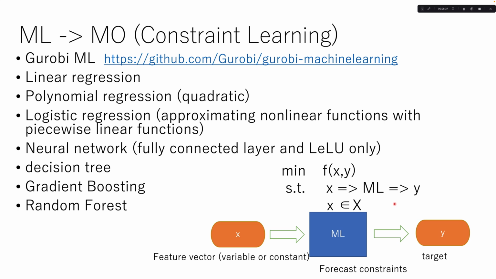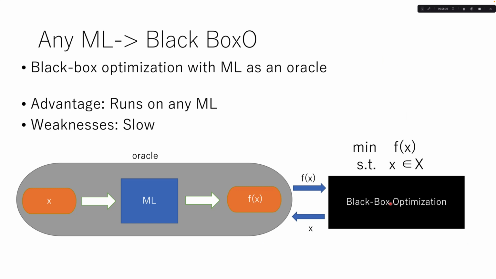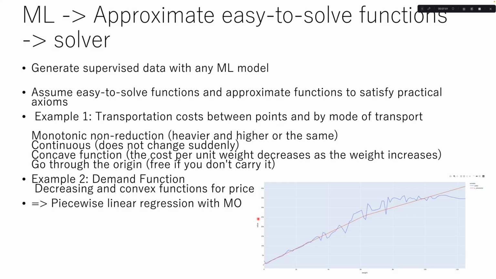If you want to use a complex ML model, the recommended approach is to treat ML as a black box for optimization. This involves treating ML as an oracle for black box optimization, which works with any ML model, but it takes a long time for optimization. Therefore, this approach is limited to relatively small and simple optimization problems. So, how can complex ML models be incorporated into large-scale mathematical optimization problems?